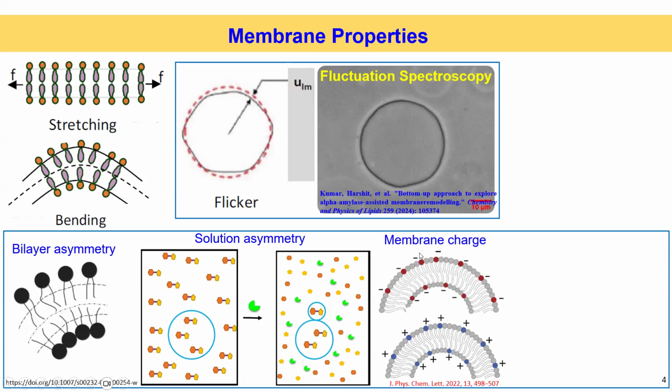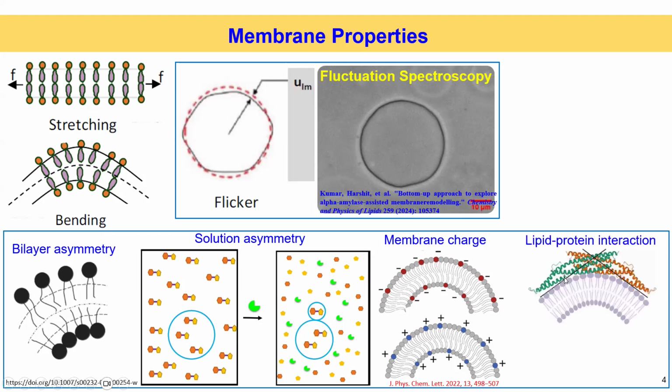Bilayer asymmetry can also be created by the membrane charge. If we do not change the solution inside and outside, we can change the membrane composition. We can make this vesicle using two different types of lipids, charged and uncharged, positively charged or negatively charged. The electrostatic repulsion between the head groups can create this bilayer asymmetry.